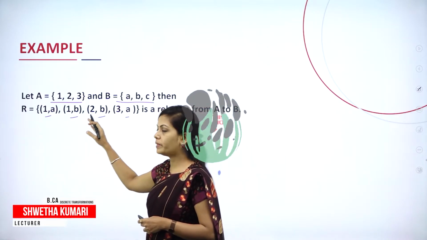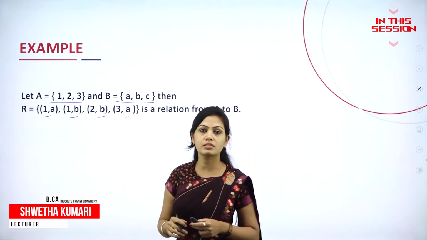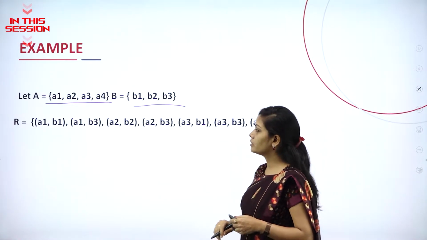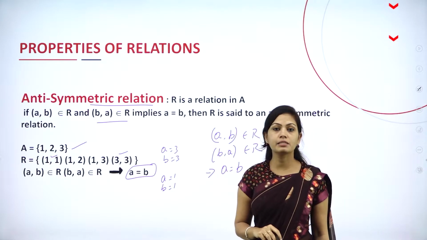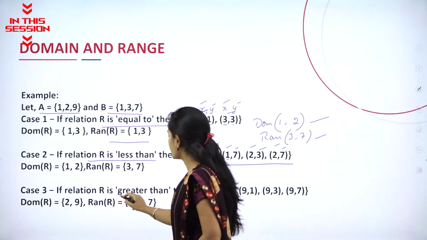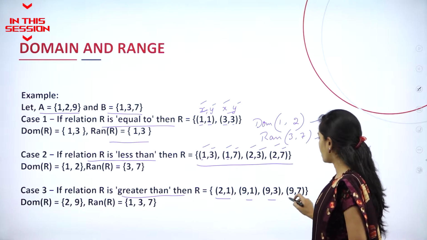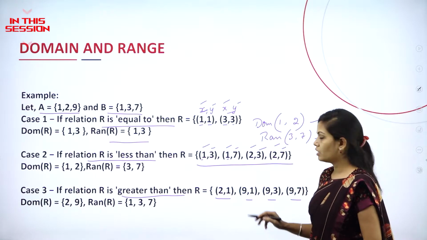1A, 1B, 2B and 3A. How to represent this using arrow diagram? So here we have to represent the relation using arrow diagram. Then we can call it an anti-symmetric relation. The relation R is greater than, so R is equal to (2,1), (9,1), (9,3) and (9,7).